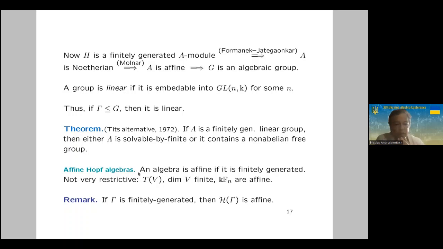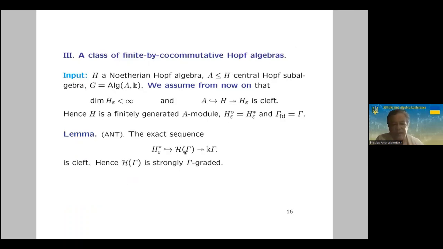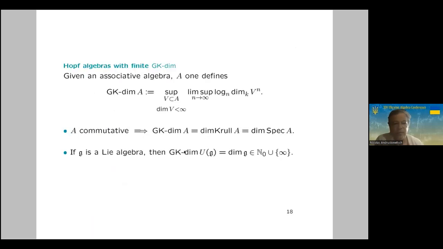Now, it is easy to see that if gamma is finitely generated, then the algebra H gamma, which is in the previous slide, is finitely generated. It's affine. Now, I go to the next question I would like to understand: when the Hopf algebra H gamma, under the conditions already mentioned, has several algebra properties. And the first property is finite Gelfand-Kirillov dimension.